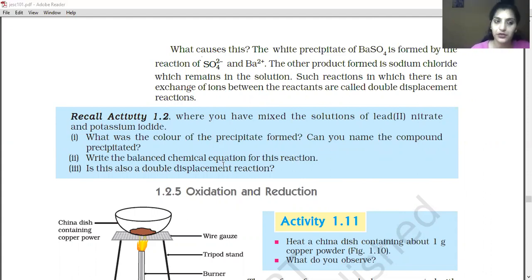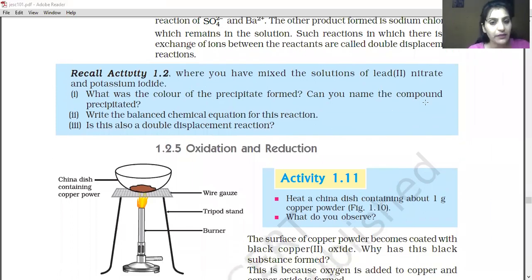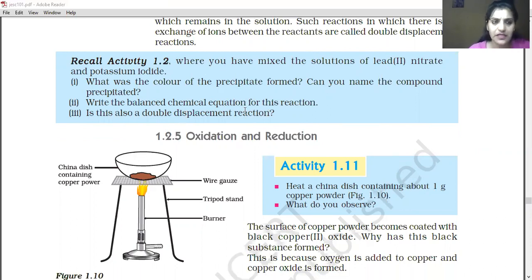Recall Activity 1.2, where you mixed the solutions of lead nitrate and potassium iodide. What was the color of the precipitate formed? Can you name the compound precipitated? Write the balanced chemical equation for this reaction. Is this also a double displacement reaction?